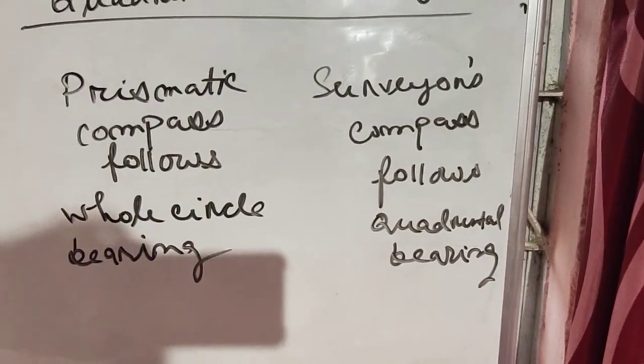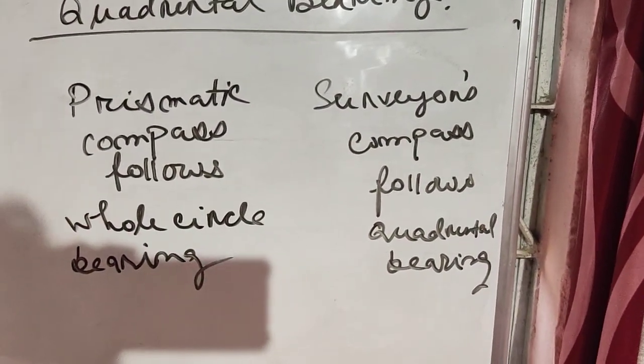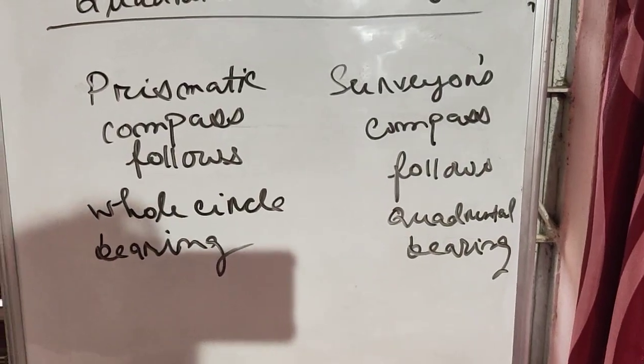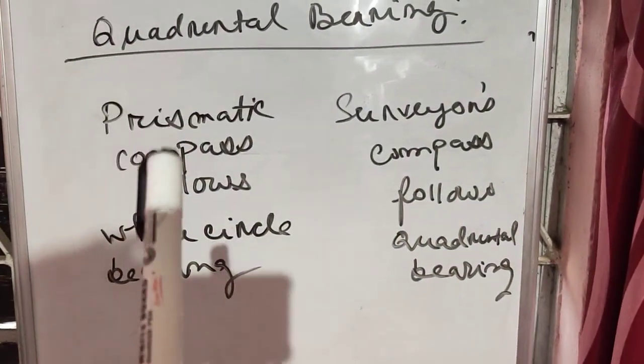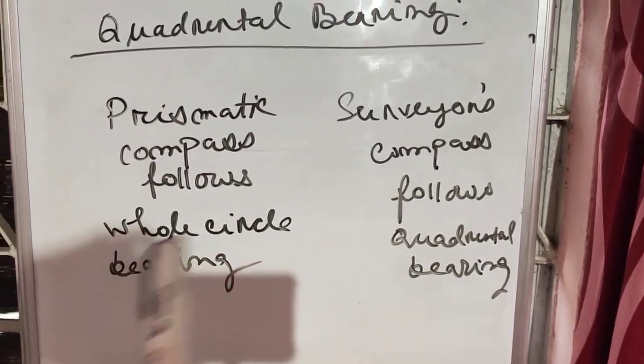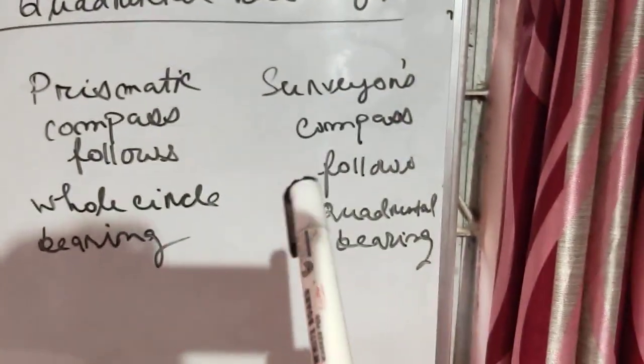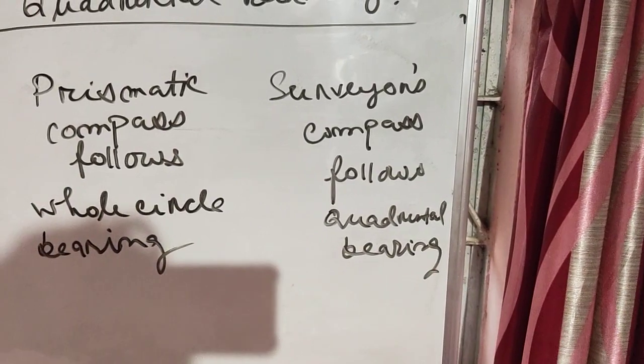One more very important thing, there are basically two types of compasses with which we can measure the angles. One is prismatic compass and the other one is Surveyor's compass. And the most important thing is that prismatic compass follows the whole circle bearing method and Surveyor's compass follows the quadrantal bearing method. Okay.